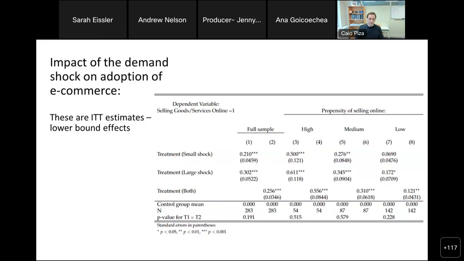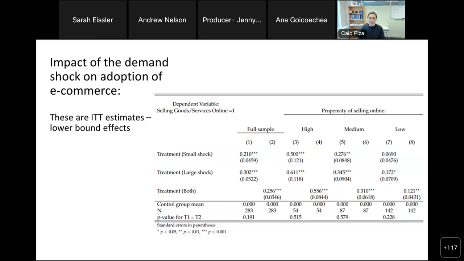And we see that by offering these online orders, we actually bought their products online. We increased their online presence by 26 percentage points, right? When we look at the impacts of the small shock, which is $130 per firm, the impact is 21 percentage points. But when we look at the large shock, it's 30 percentage points. Even though the difference is 10 percentage points, it suggests that the large shock is not cost effective because it was way more costly than the $130 shock. When we split these firms based on their propensity to sell online, we see that for the firms with high propensity to sell online, the impact was huge.